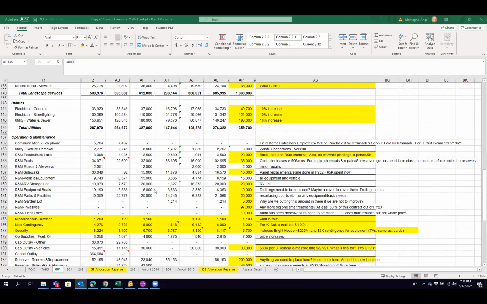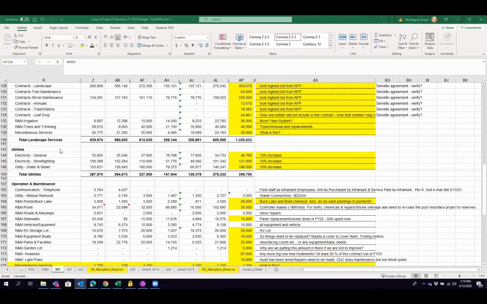Miscellaneous contingency. Under landscape services. Right, I sent her a list of all of these, so I'm trying to discern which one she's talking about here. All right, miscellaneous services. It is landscaping, anything renewals, enhancements, anything having to do with landscaping is here. So essentially, you budgeted 35,000 for all intents and purposes, landscape replacements or enhancements, whichever you want to call it.